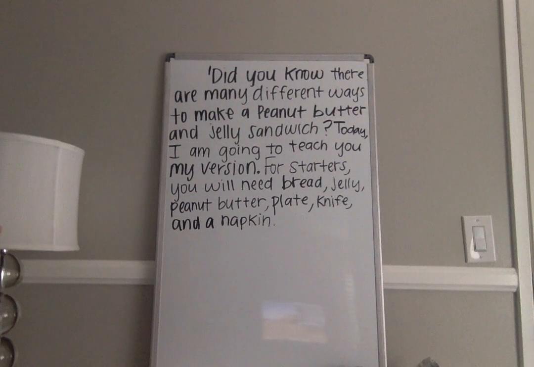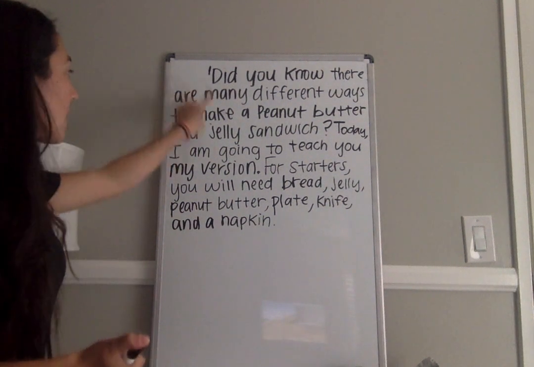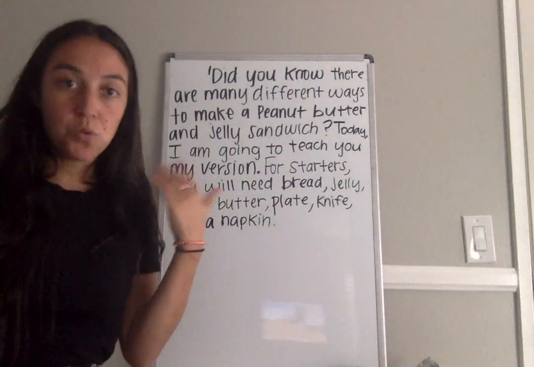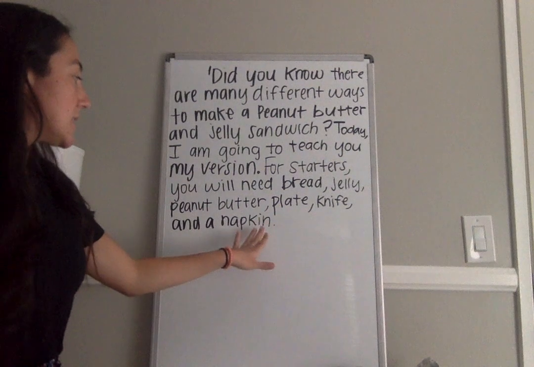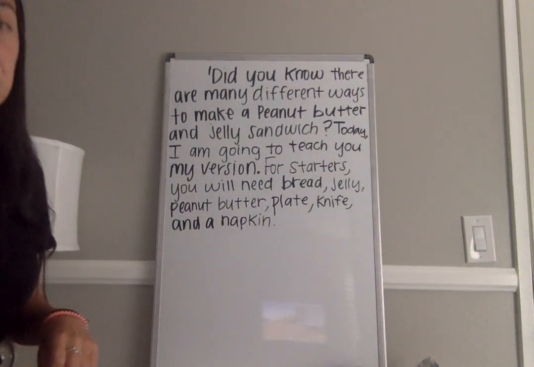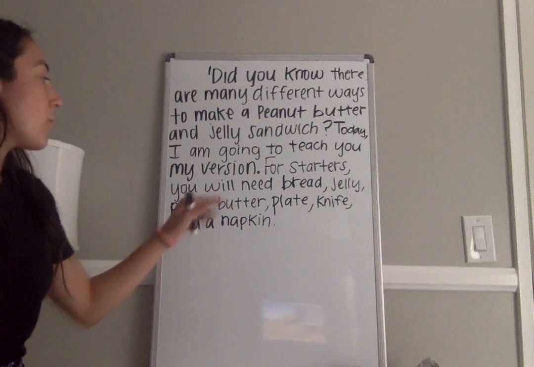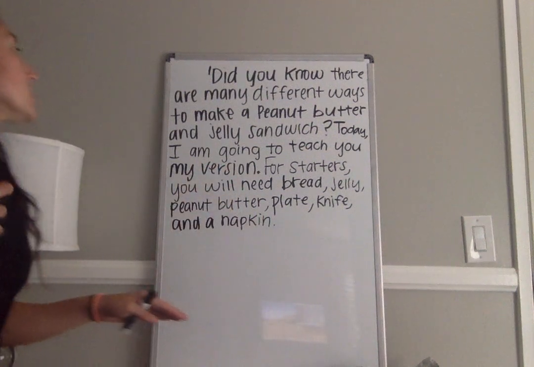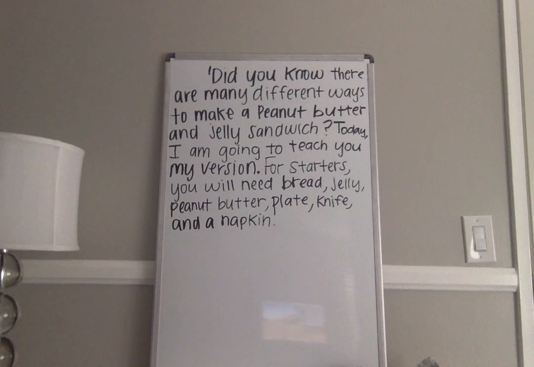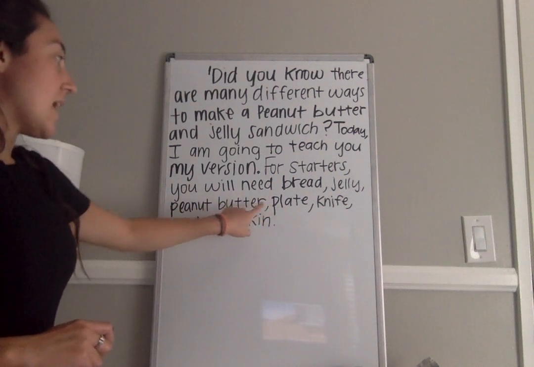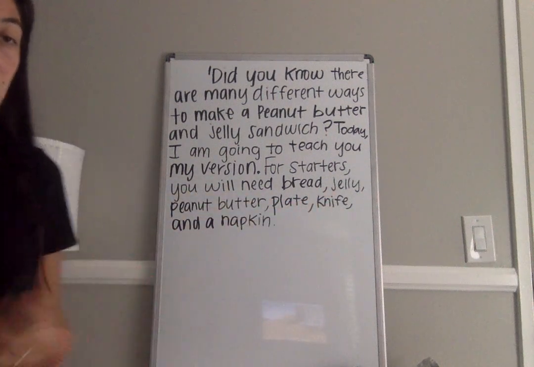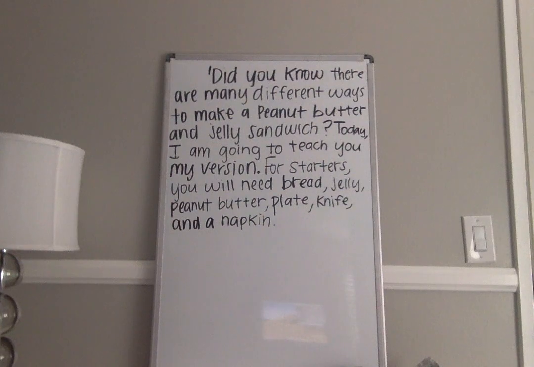So now we've asked them the hook sentence or hook'em sentence, either one. We've also explained to the reader what you are going to talk about. We have listed our supplies or materials that we are going to need. And now is the time that we can really get started on our steps. So let's read this together. Did you know there are many different ways to make a peanut butter and jelly sandwich? Today I am going to teach you my version. For starters, you will need bread, jelly, peanut butter, plate, knife, and a napkin. Also fine to say a plate, a knife, and a napkin. Up to you. Now we need to get started with our steps.